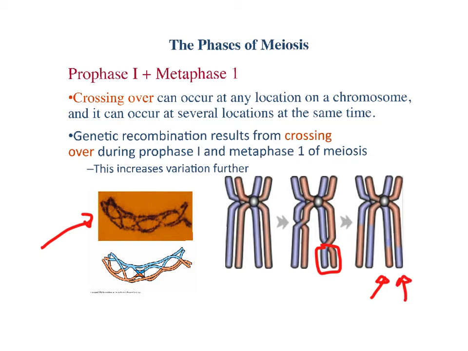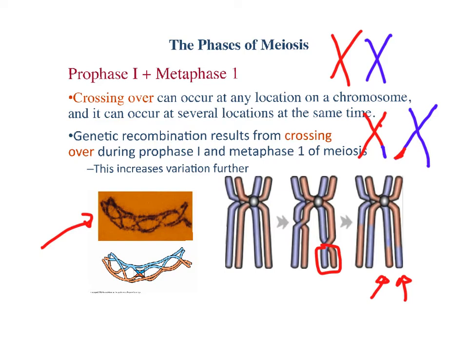What that essentially means is normally you would have your dad's chromosome in red and your mom's chromosome in blue. After crossing over, you could have your mom's chromosome here, your dad's chromosome there, but your mom's chromosome actually has a little piece of your dad's genes on one side, and your dad's chromosome has a little piece of your mom's genes on the other side, okay?